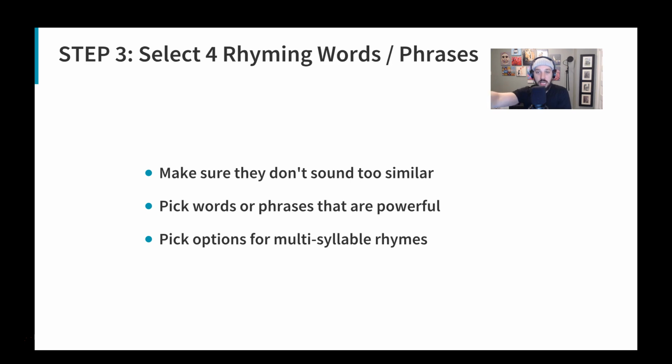I have on the PDF, you can see it, so you can actually just fill in the blanks. But all you need to do is select 4 of them out of your brainstorm summary. And some tips for that is to make sure that they don't sound too similar, so that they actually create context or contrast in the verse.